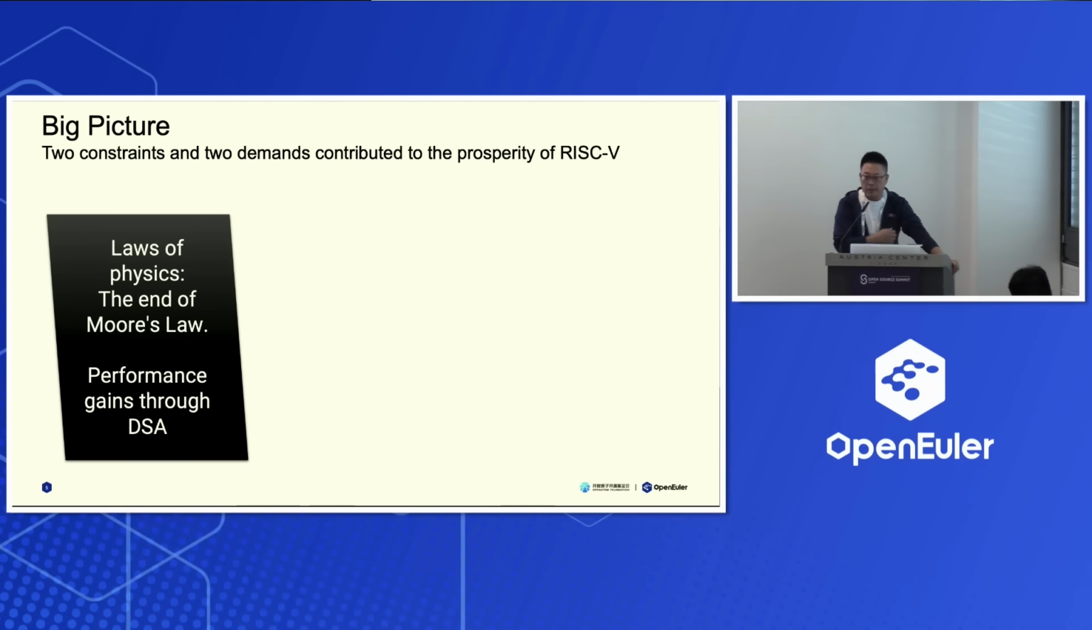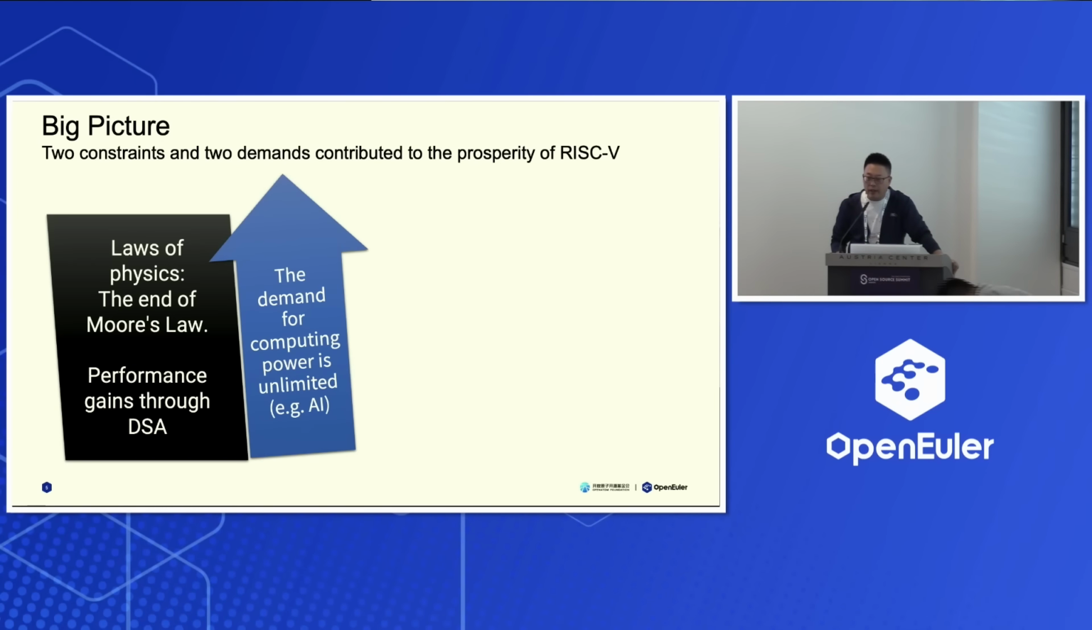So let's see, the first is a big picture. The big picture would say constraints. First is the limitation of physics, which restricts Moore's law. The end of Moore's law came roughly 10 or 20 years ago. And now we gain performance from hardware, so we can innovate from microarchitecture innovation. We design new microarchitectures for specific domains like AI. We invent very short floating point standards, so we can do a lot of parallel calculations for the AI area. So currently we are in the era of domain-specific architecture. So that is the first constraint.